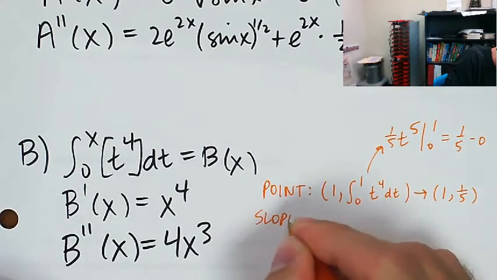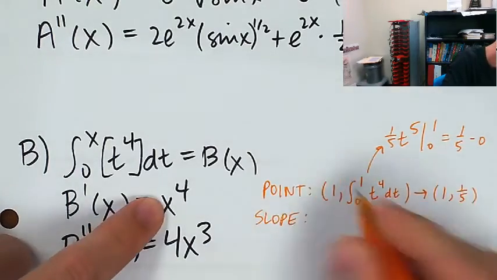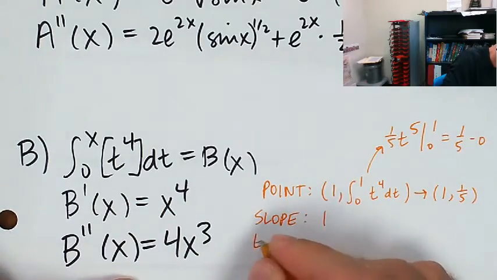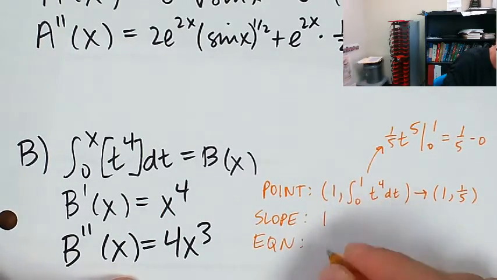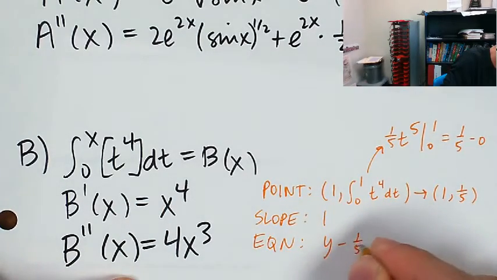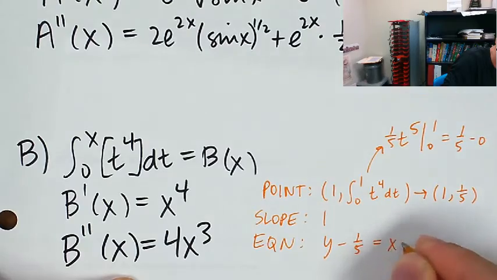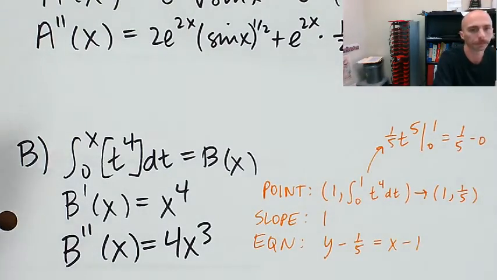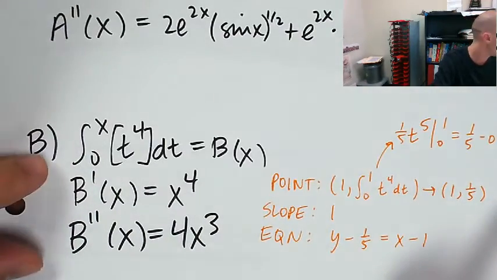Slope, I already have an equation for b prime, so that's helpful. That's x to the 4. Slope is 1. The equation is going to be y minus 1/5 is equal to 1 times x minus 1. And that was b.